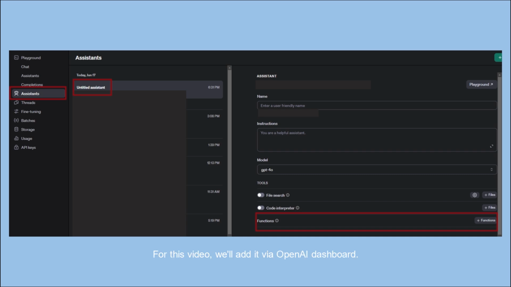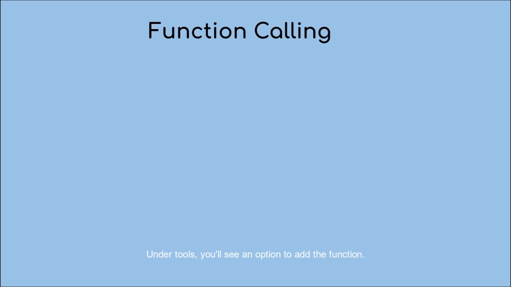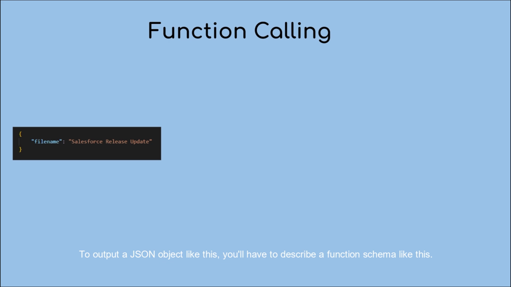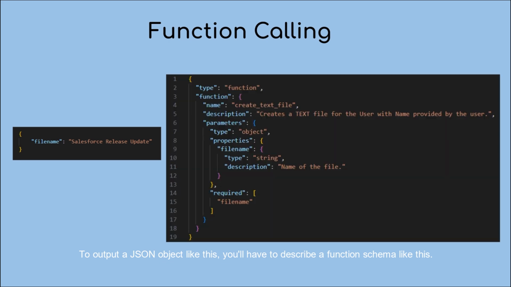Now let's see how we can add a function in OpenAI. For this video, we'll add it via the OpenAI dashboard. Select the assistant where you want to add the function. Under tools, you'll see an option to add the function. To output a JSON object like this, you'll have to describe a function schema like this.